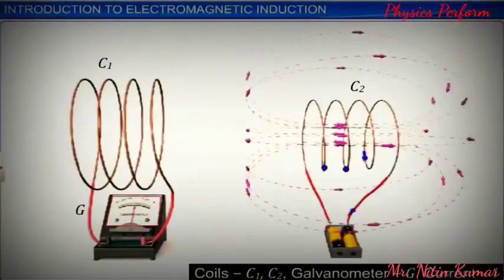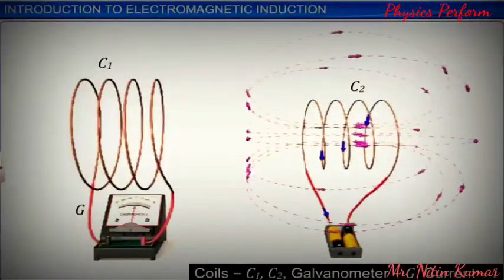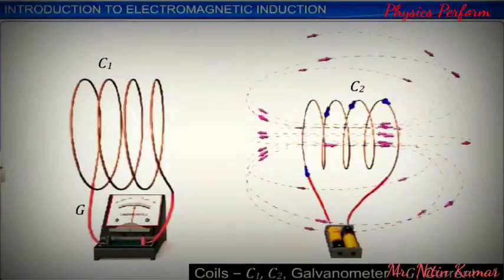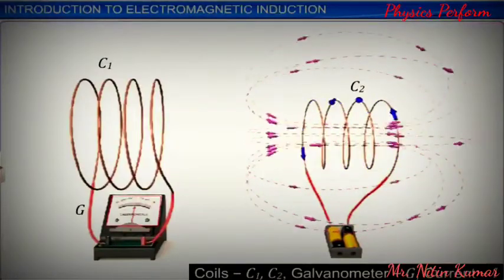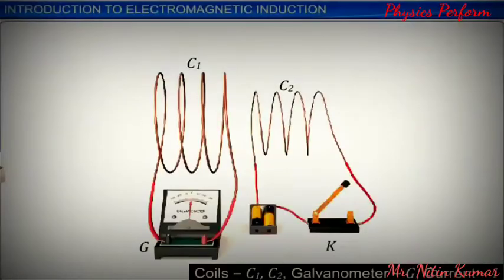From all these observations, we can conclude that whenever there is relative motion between a current-carrying coil and a closed coil in which a galvanometer is connected, a current is induced in the closed coil. In the third experiment, a tap key is provided in the coil 2 circuit.